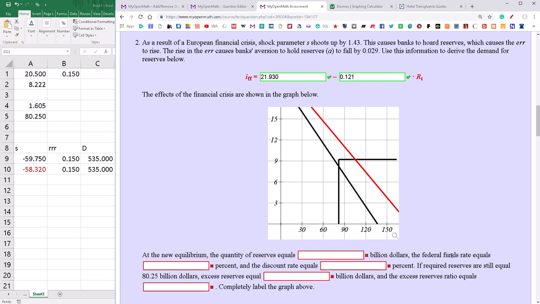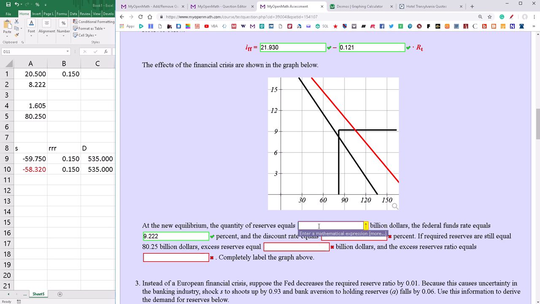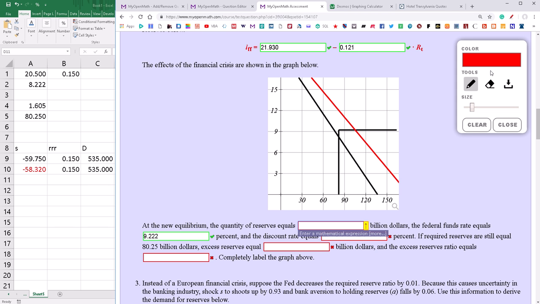So the federal funds rate is the discount rate, 9.222, right? We got to find what the quantity of reserves is. We don't know what this quantity is here. We got to figure it out. But we know the interest rate is 9.222 because the Fed wants the federal funds rate to max out at 9.22 with its current parameters.